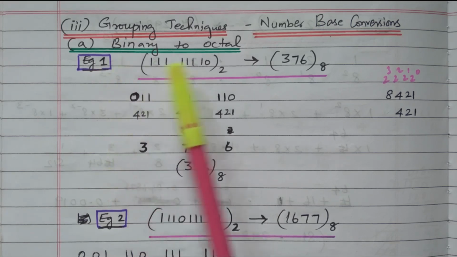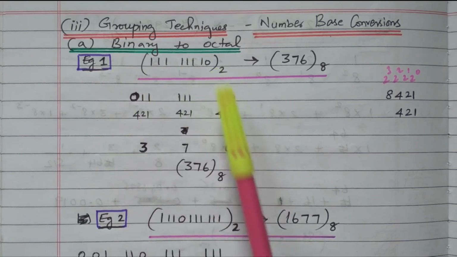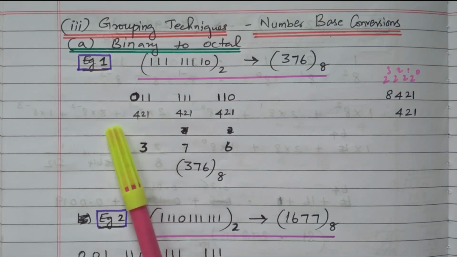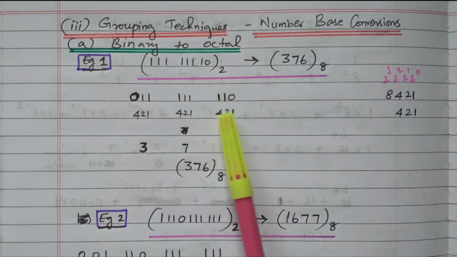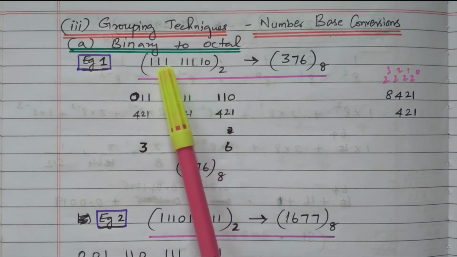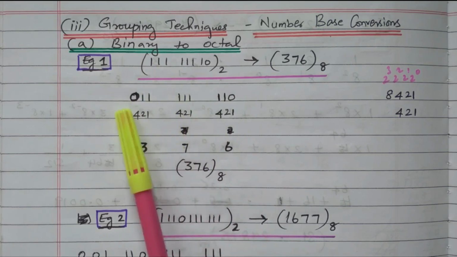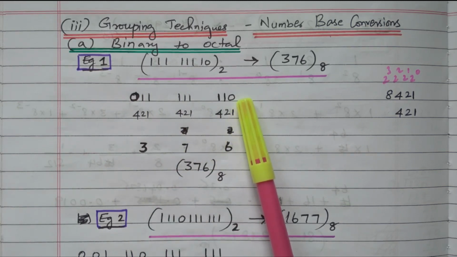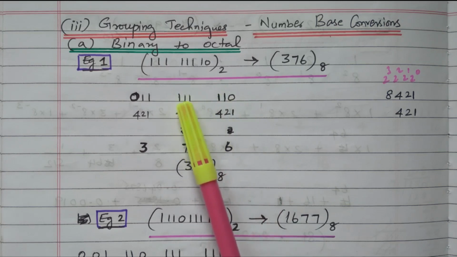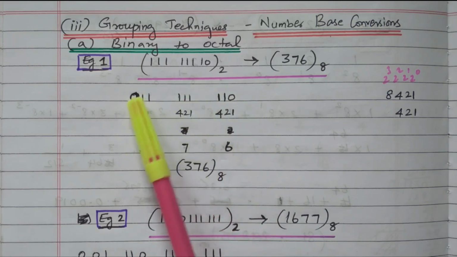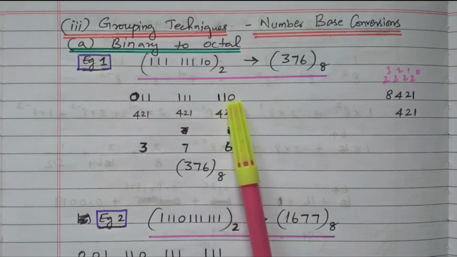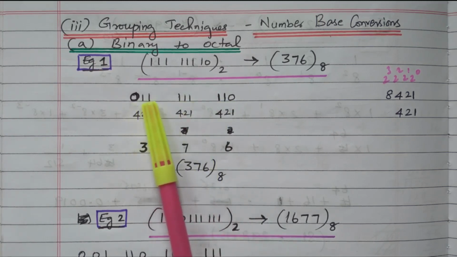So while converting binary to octal, the given binary number should be grouped into 3 digits. That is the first step. If a digit is not available, we need to add 0. Here 110 is the first 3 digits, 111 is the second 3 digits, and 11 with a 0 added is the third 3 digits. Now we need to convert these 3 digits alone into octal. These 3 digits separately, these 3 digits separately, and these 3 digits separately.